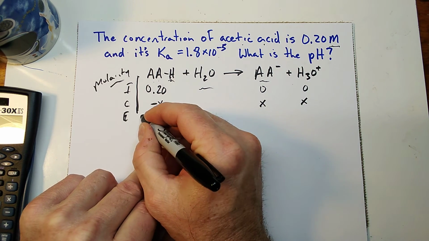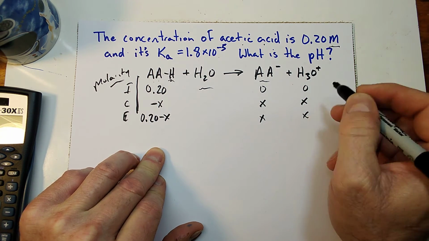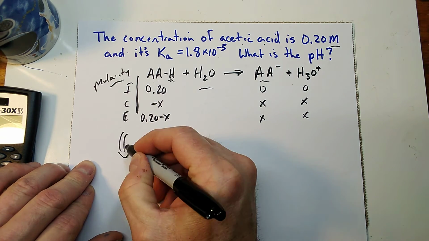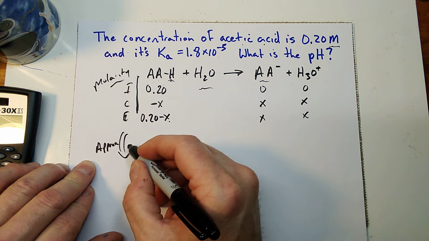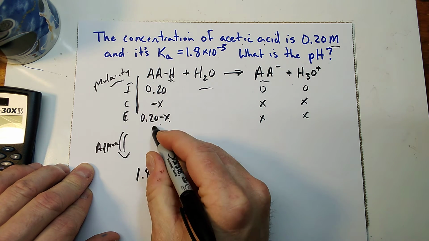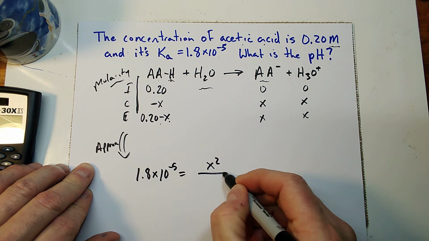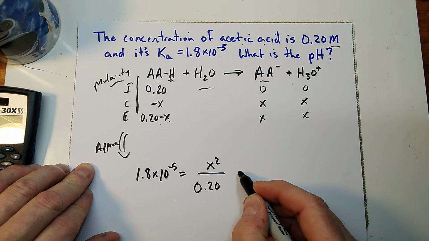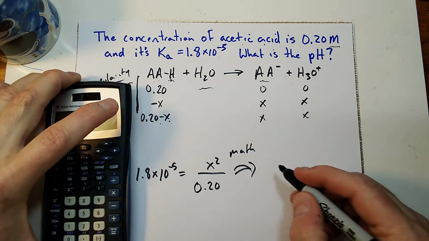Then, of course, at equilibrium, we have 0.20 minus x, and x, and we're moving on to the law of mass action with the approximation. So we're going to approximate that this x is small. It does not affect the 0.20 to any great degree. So we now just end up with x squared, this times this, and our 0.20. So now it just becomes math from this point on. So we're going to solve for x.